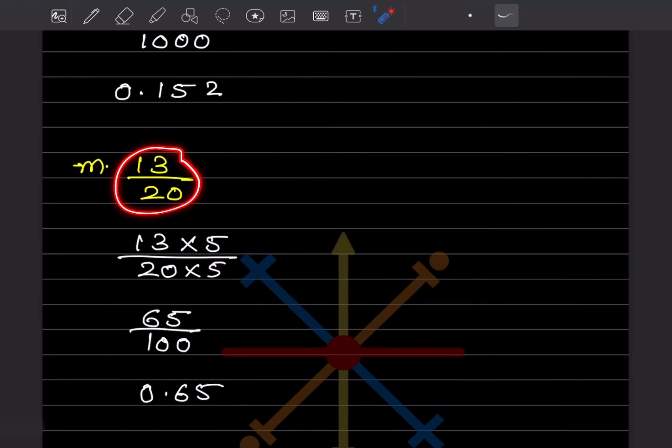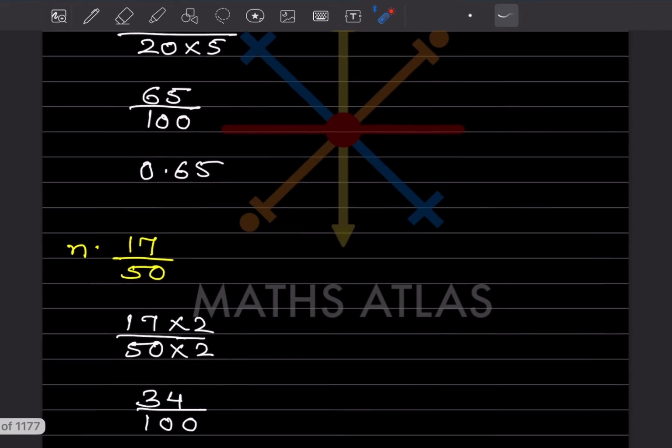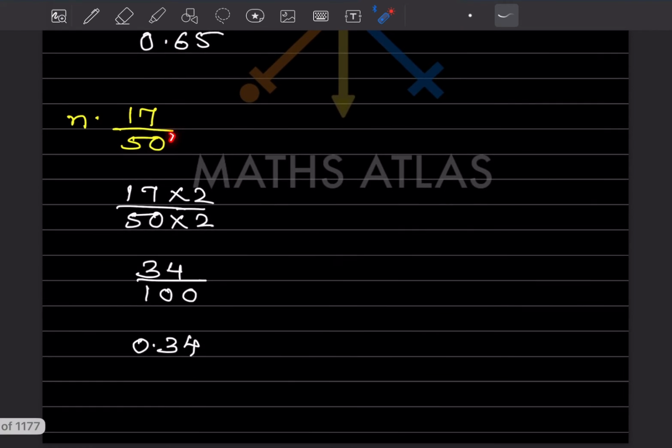Same here, you can see the denominator is 20. You can make it 200. So for easy calculation, multiplied by 5 means this also should be multiplied by 5. 65 divided by 100. So 2 zeros means you will write 65, go backwards 2. That will be a point. Again here the same. 50 means you can multiply by 2 to make it 200. So this also should be multiplied by 2. So 34 by 100. So that will be 1, 2. So you will go 1, 2 and put a decimal over here.